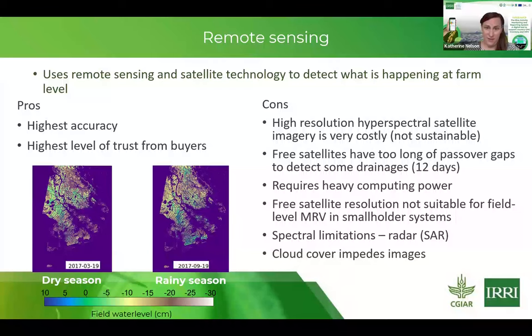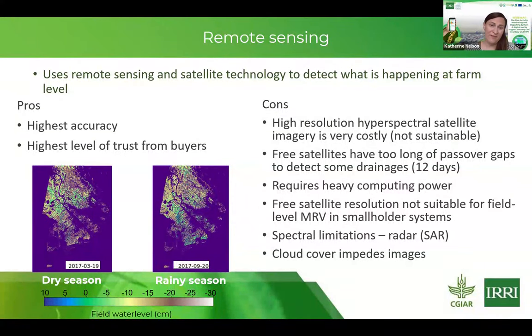But the difficulty is that it also can't be used alone. There's other kinds of practices that you still need to get through surveys. The high resolution satellite imagery is very, very costly. So we're talking $20,000 plus for one season of that kind of costly satellite imagery. The free satellites have too long of passover gaps.